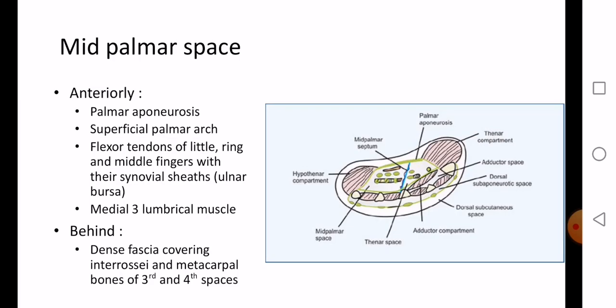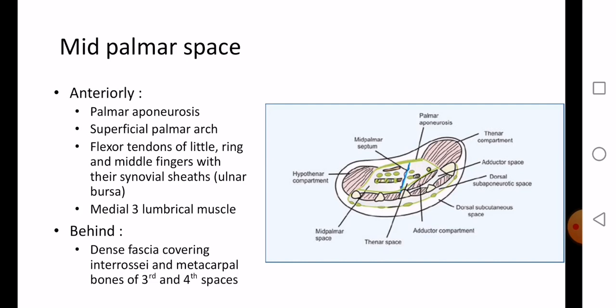Mid-palmar space. All of you look at that diagram, orient yourselves. Can you see the hypothenar compartment? Did you identify the thenar compartment? Identify the metacarpals, the palmar septa: yes, lateral, medial and the intermediate palmar septum, and the palmar aponeurosis. All these you have identified. Now we will go to the boundaries of the mid-palmar space.